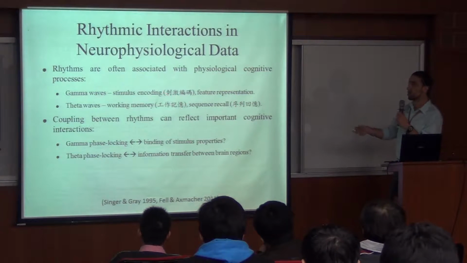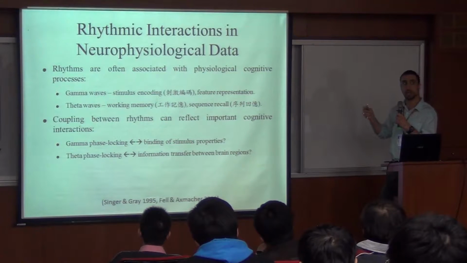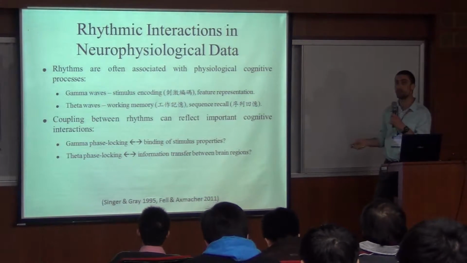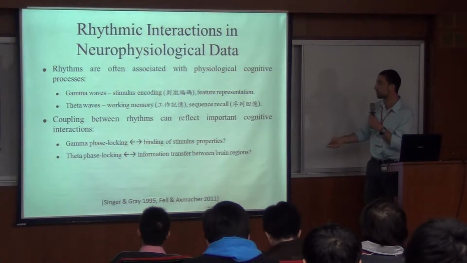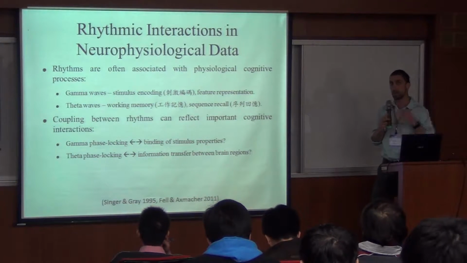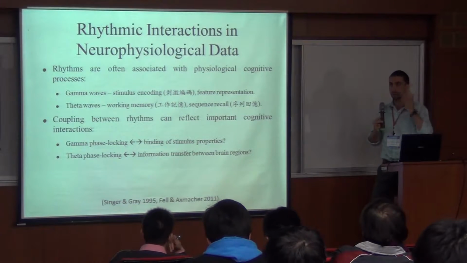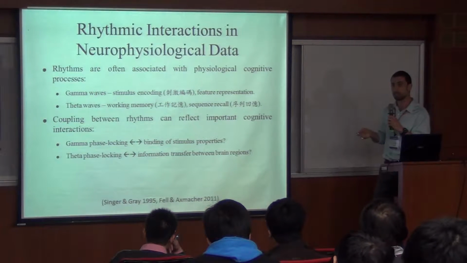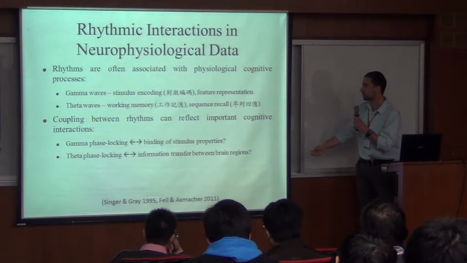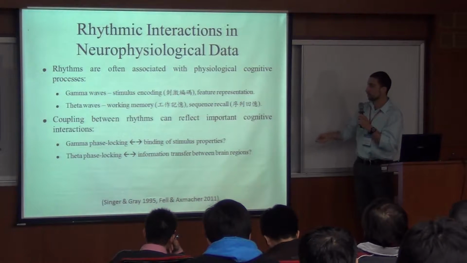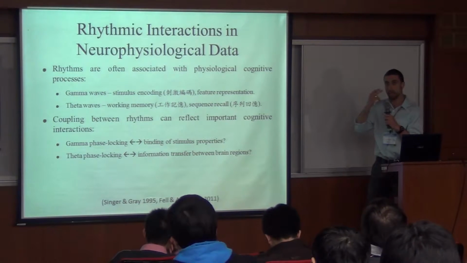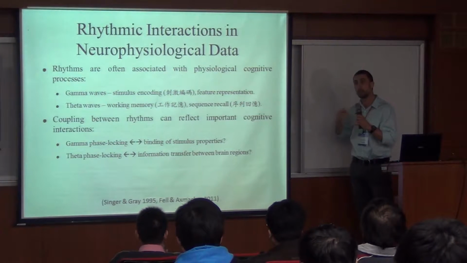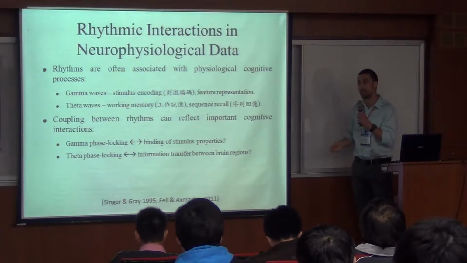Now, these rhythms are recorded at different sites on the brain, and coupling between rhythms appearing at different sites also has cognitive significance. For example, the phase locking of gamma rhythms at, for example, the visual and auditory cortices may represent the binding of stimulus properties, such as visual and auditory properties of a stimulus. And phase locking between theta rhythms in, for example, the hippocampus and the prefrontal cortex may represent the transfer of information from memory stores to executive centers.